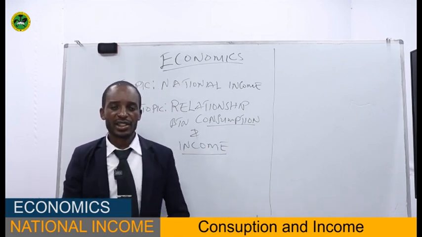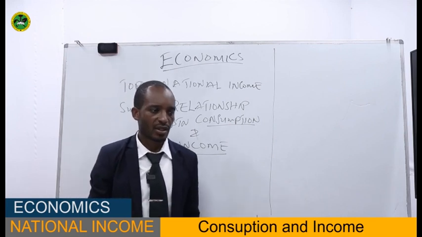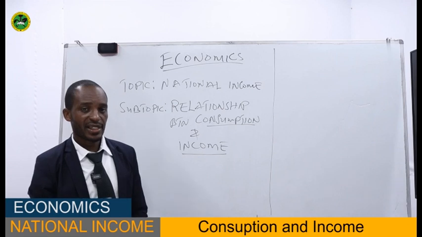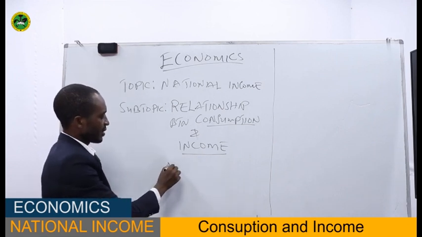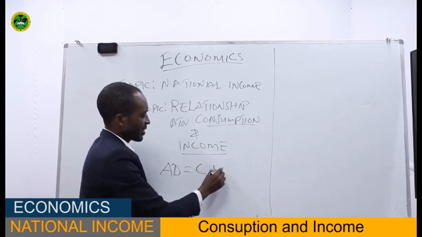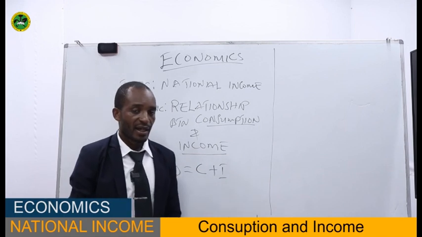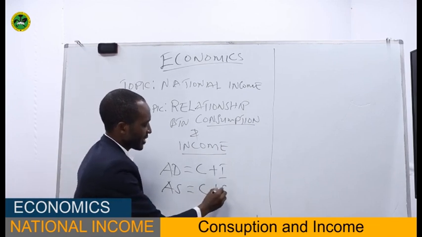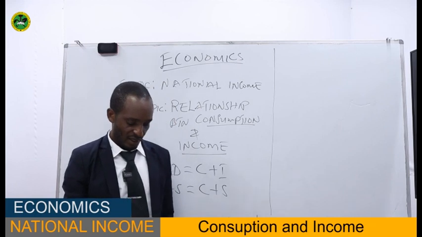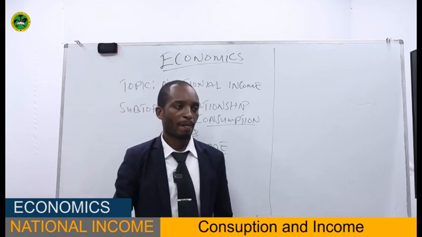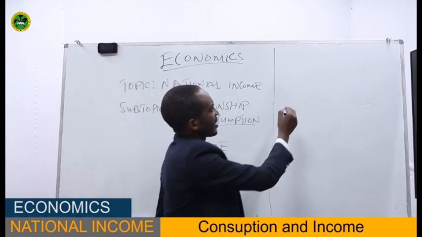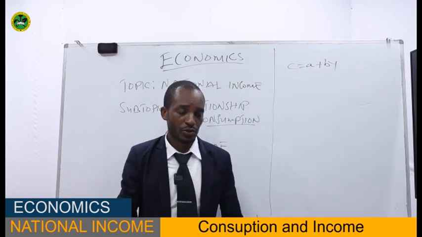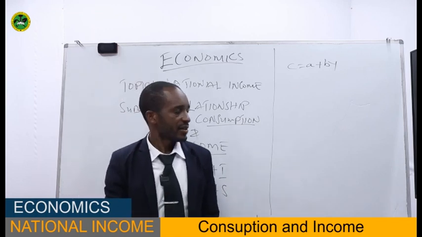Okay, before we proceed, let us consider the important equations, which are aggregate demand and aggregate supply. According to Keynesian, the aggregate demand is equal to C plus I, and the aggregate supply equals C plus S. And the consumption function is given as C equals A plus BY. I hope all of you students know these three important equations.